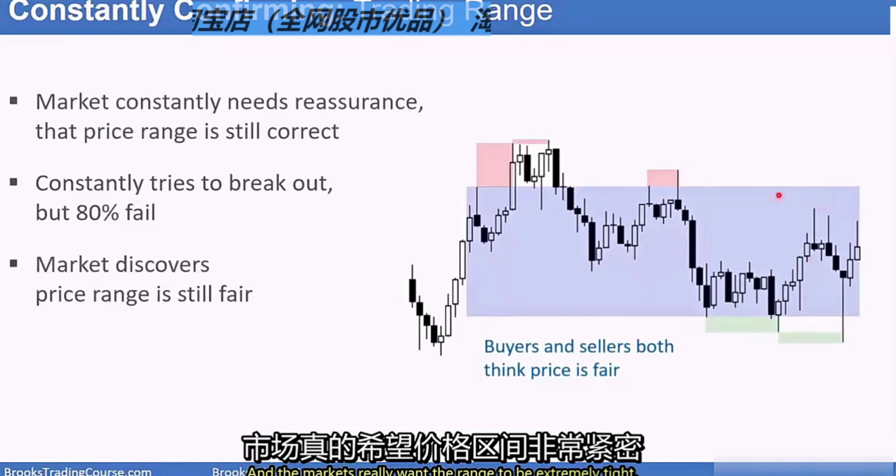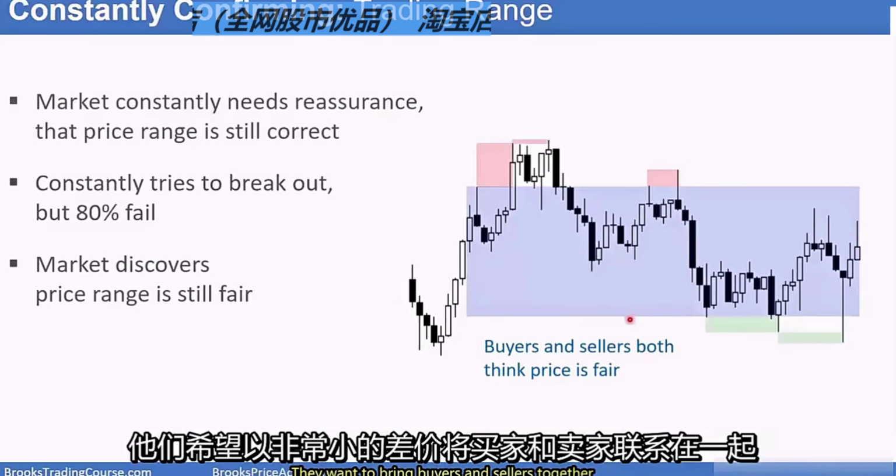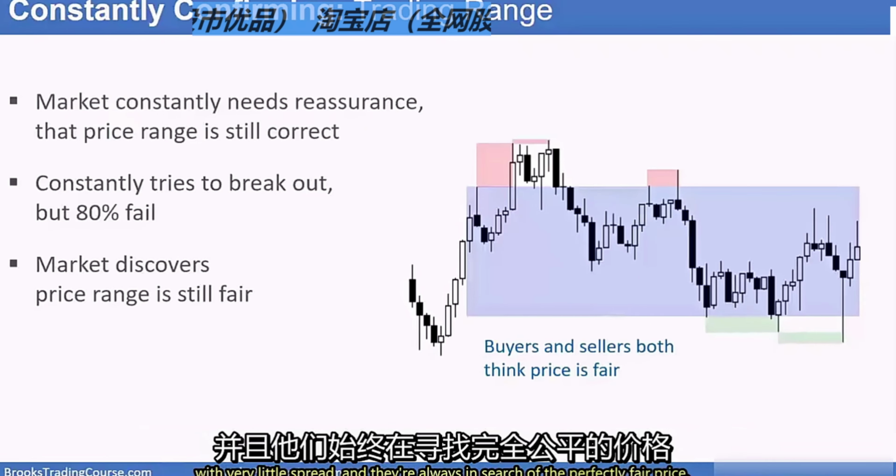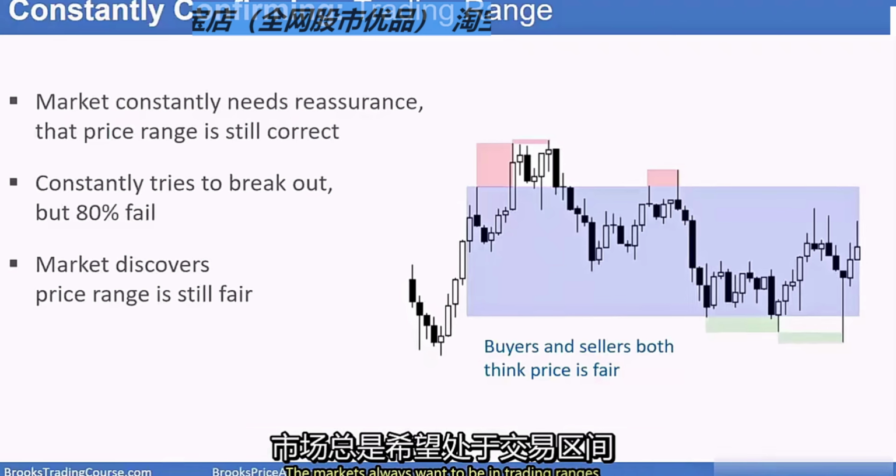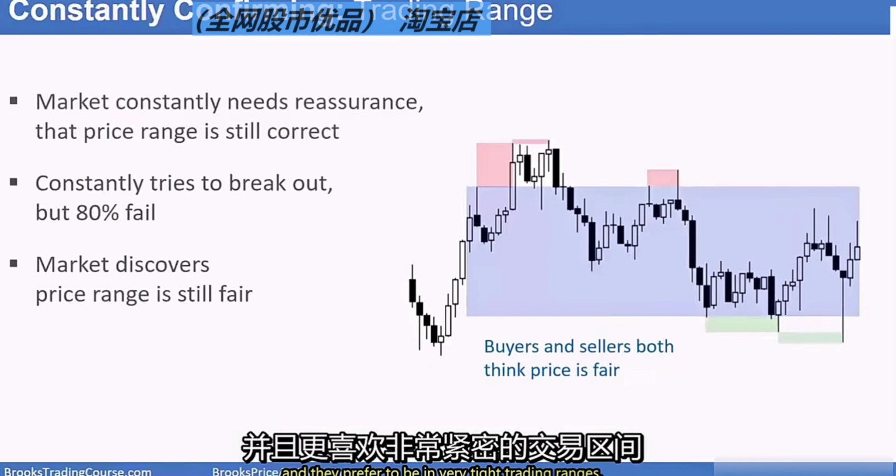And the markets really want the range to be extremely tight. They want to bring buyers and sellers together with very little spread, and they're always in search of the perfectly fair price. So markets always want to be in trading ranges, and they prefer to be in very tight trading ranges.